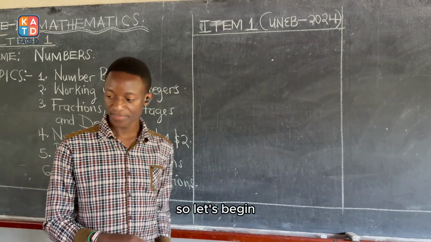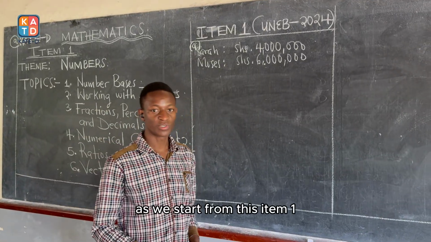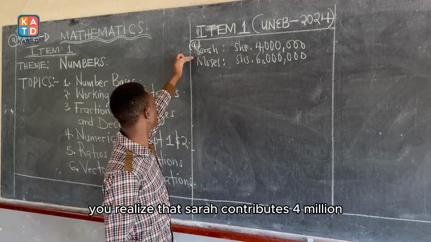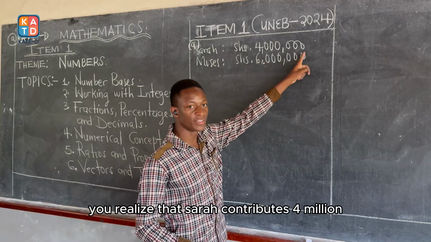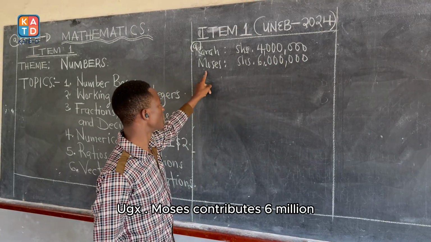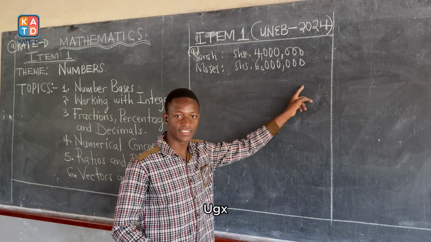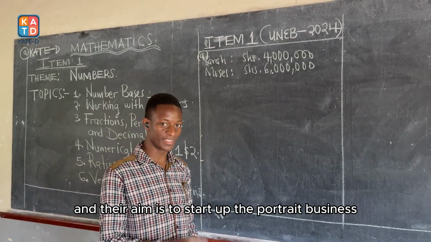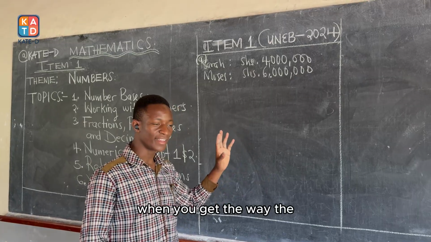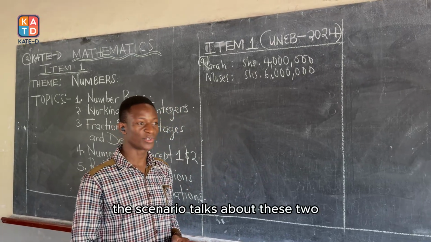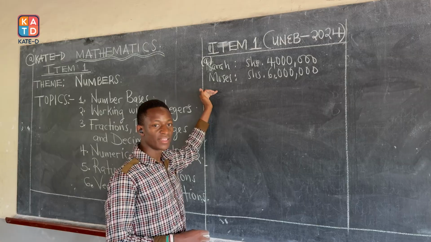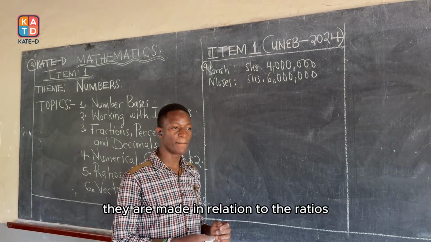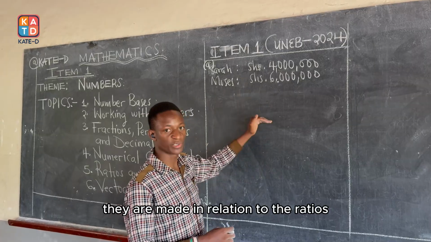So let's begin. As we start on this item 1, you realize that Sarah contributes 4 million Ugandan shillings, Moses contributes 6 million Ugandan shillings, and their aim is to start up a poultry business. When you read the way the scenario talks about these two, the contributions being made are made in relation to the ratios.